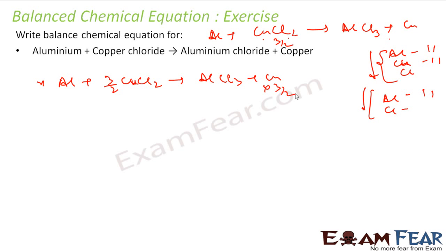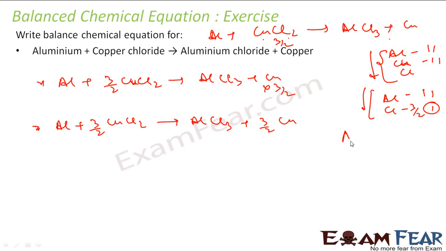Copper is 3 by 2 here and 1 here, so we'll multiply 3 by 2 here. Right? 3 by 2 in 1, so we'll multiply this with 3 by 2. So now what you get is aluminum plus 3 by 2 copper chloride gives aluminum chloride plus 3 by 2 copper. Now let's again check the values.